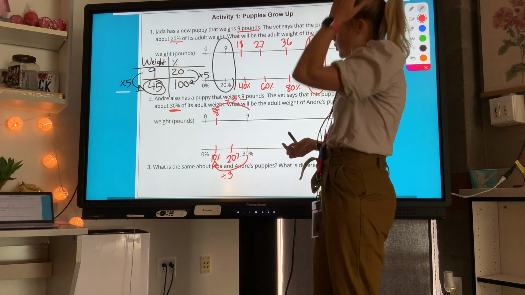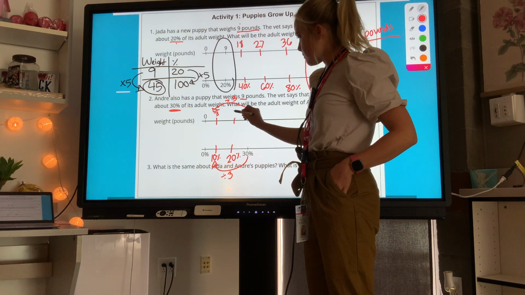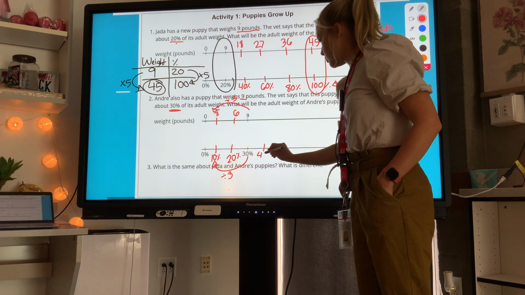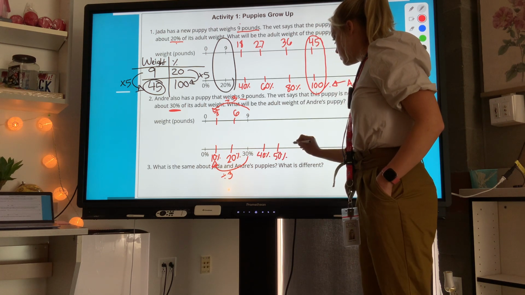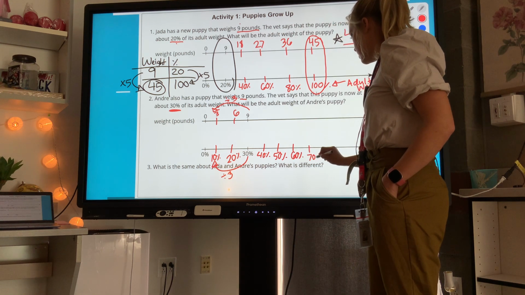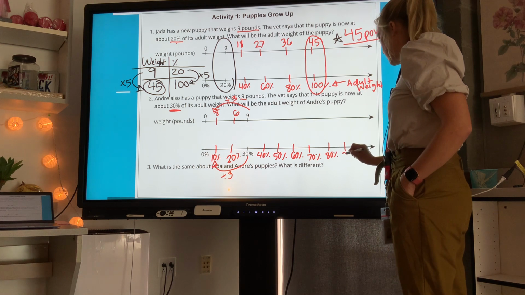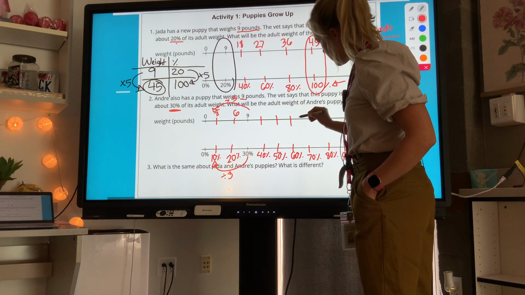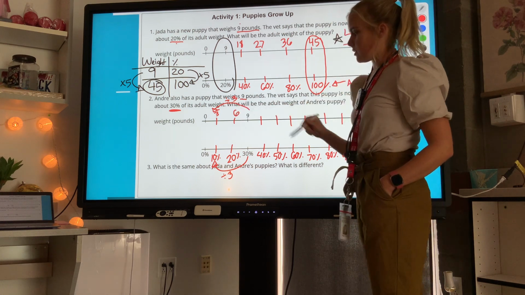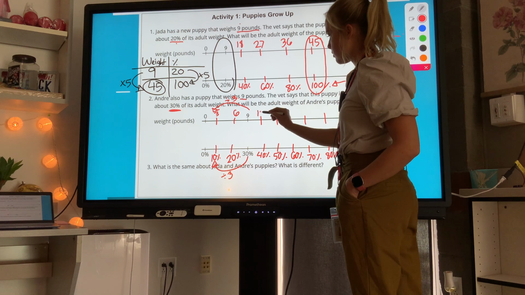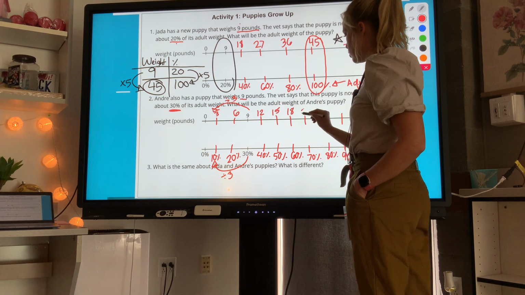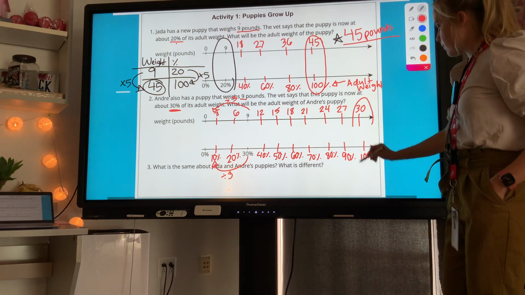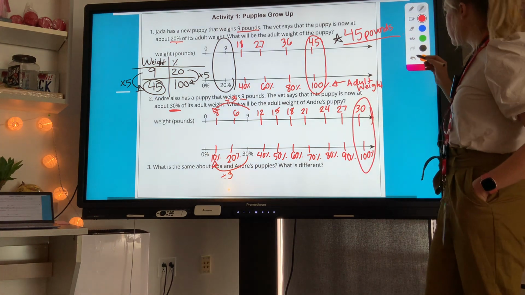So now I can use this to get to the full weight. So 3 is 10%. 6 is 20% because now I'm counting just by 3s. 9 is 30%. Okay, so now I can just go 40%, 50%, 60%, 70, 80, 90, and then 100 is going to be the full weight. And again, each time I'm going to match up with those percents, and I'm counting by threes because it's 3 per 10%. So 9, 12, 15, 18, 21, 24, 27, 30. So I know its full adult weight should be 30 pounds.